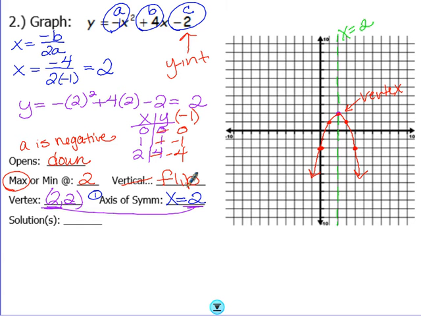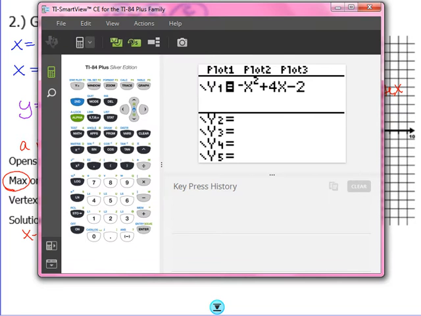And then our solutions, where does it cross our x-axis, or our x-intercepts? They're not nice numbers, so we're going to go ahead and use our calculator, and we're going to calculate the zeros. If you have a graphing calculator, go ahead and take that out. If you don't have a graphing calculator, just follow along and see what I do on mine. So in our graphing calculator, we're going to go to the y equals, and you're going to type in your equation: negative x squared plus 4x minus 2. We're going to go ahead and take a look at the graph.